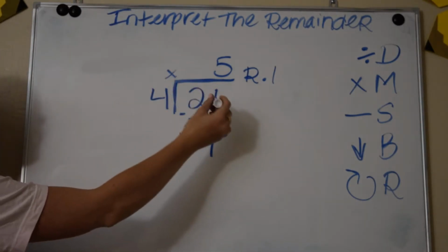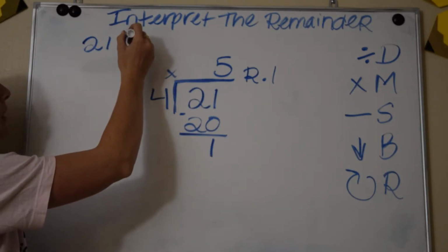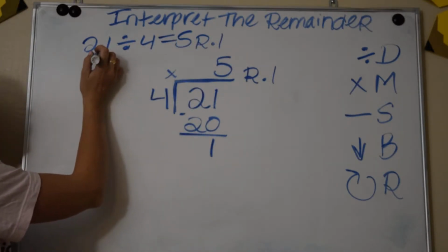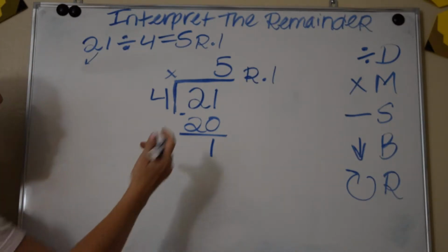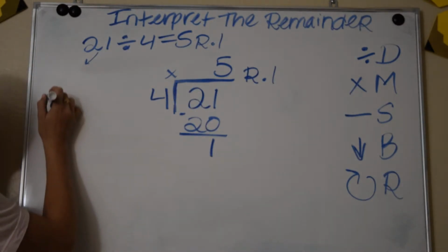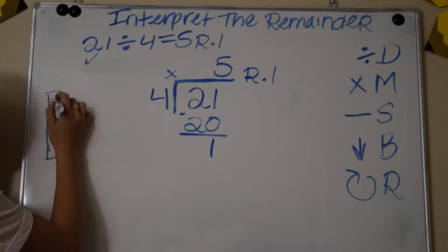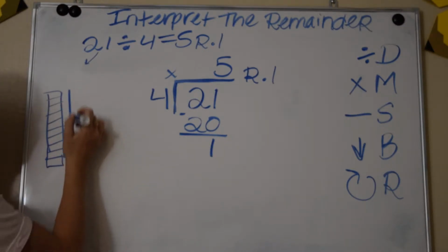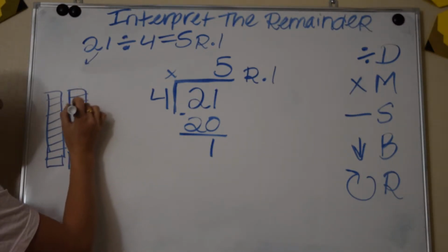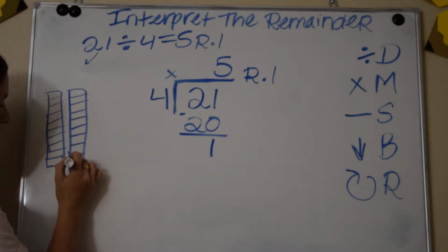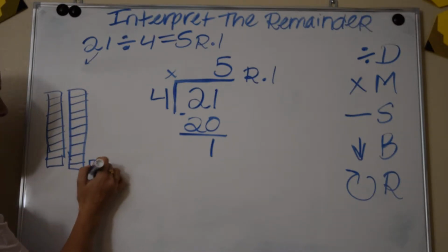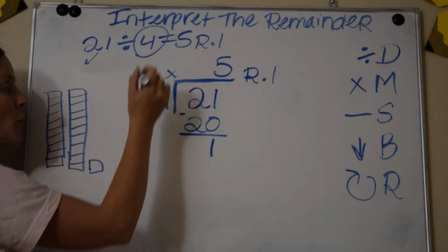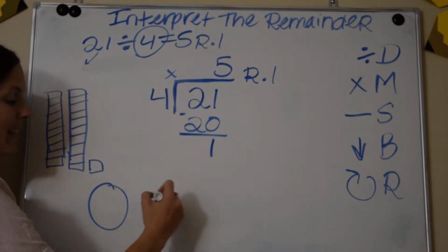So remember our 21, written out like this: 21 divided by 4 equals 5 remainder 1. The 21 is the number that was being broken up, right? 21 was being divided. So if I draw my blocks, 1, 2, 3, 4, 5, 6, 7, 8, 9, 10, and then another 10 to create 20. 1, 2, 3, 4, 5, 6, 7, 8, 9, 10, and then 1. So here's my dividend, 21. I want to divide it into 4 equal groups. That was the divisor. 4 equal groups.